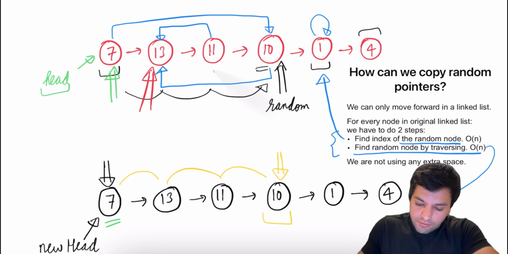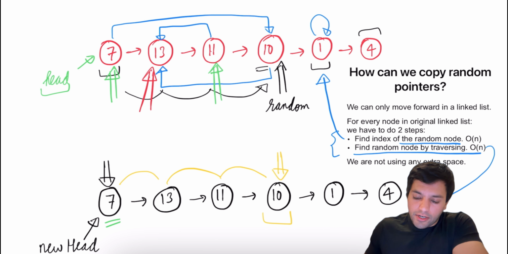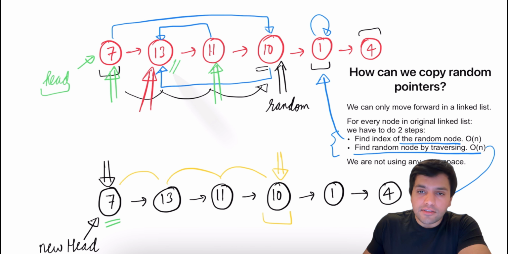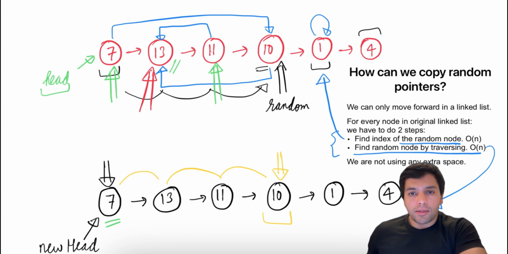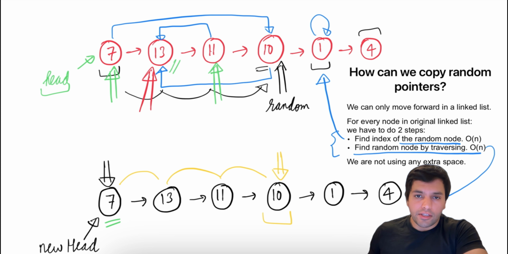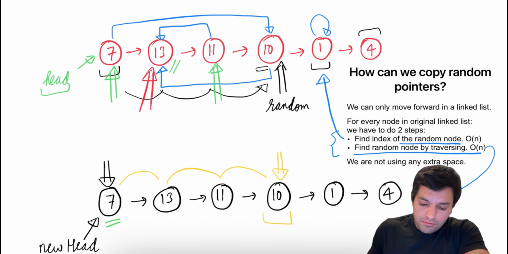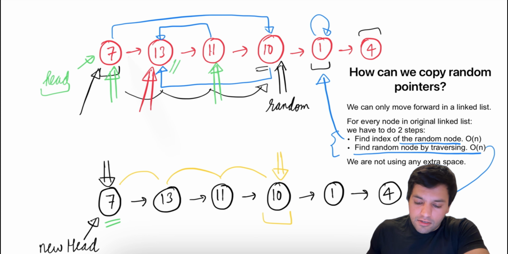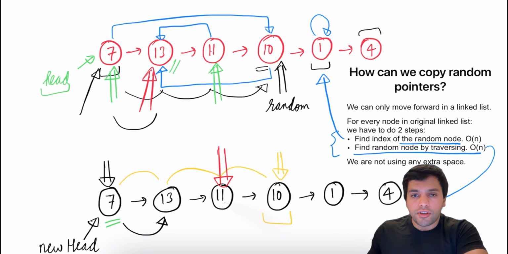Now when we have node 11, 11.random is node 13. We have to find this node 13's index in our original linked list. Again, we have to start from the head of the linked list. The reason is that in a linked list, we can only move forward. We cannot move backwards as we are only given next references, and this is a singly linked list. So we start from node 7 again, and this is only one step. Here we find our node 13, and now we can assign the random pointer of node 11 in our new linked list.